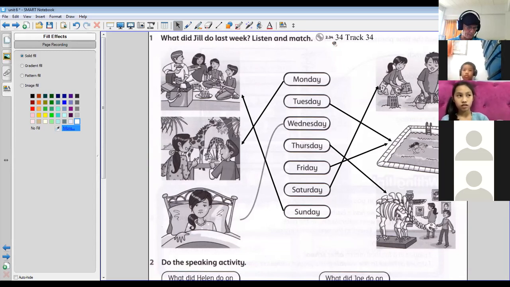Best. She went to the museum with her family. Yeah, you don't have to say everything, just she went to the museum is enough, but good. Okay, next, what did Jill do on Friday?